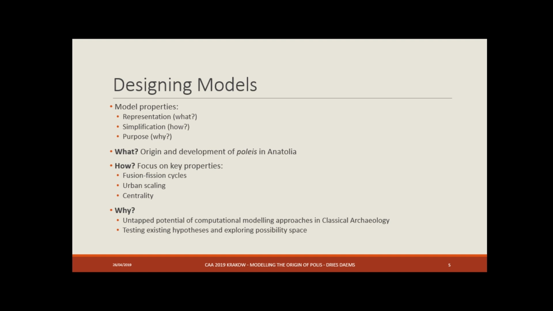That alone is very interesting, but not necessarily sufficient to use models. Not because it hasn't been done before does it necessarily mean it's a good idea to do it. But I would very much like to argue that it is a very good tool to start testing existing hypotheses and to start exploring the possibility space of certain dynamics. I will return to that.